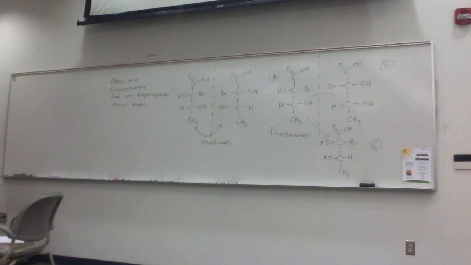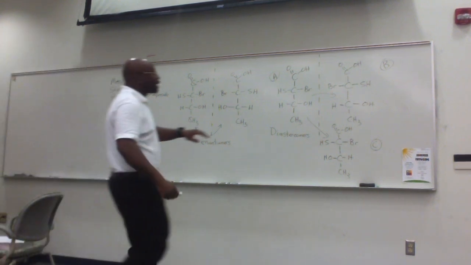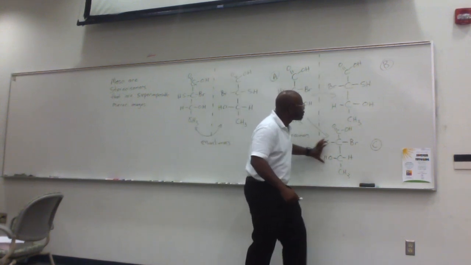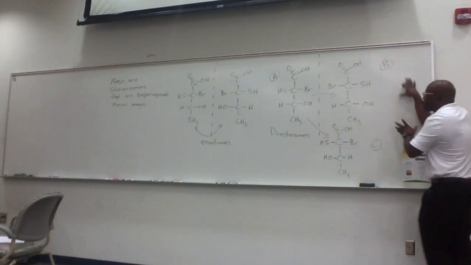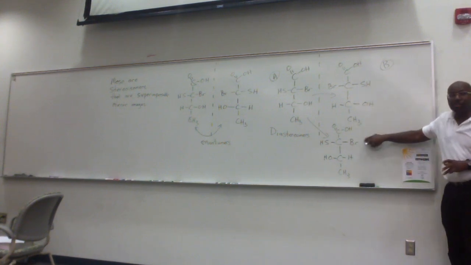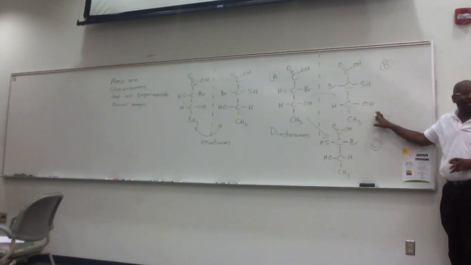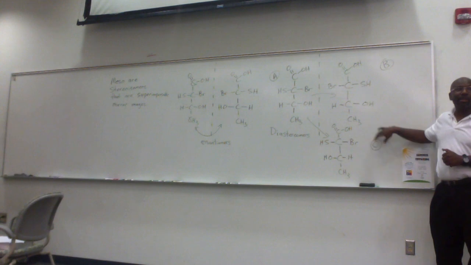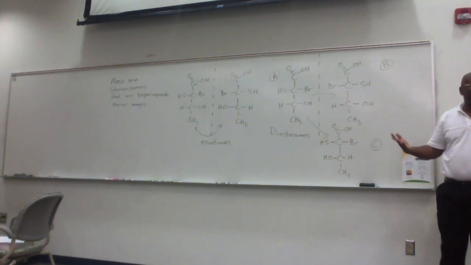Molecule B and molecule C are enantiomers to each other. If I took molecule B and molecule C, rolled them over and put them side by side, you will see that they are mirror images to each other. The relationship between molecule B and molecule C is enantiomers.